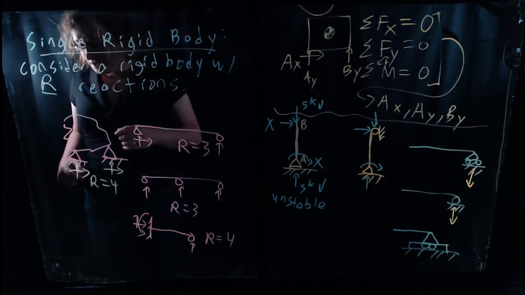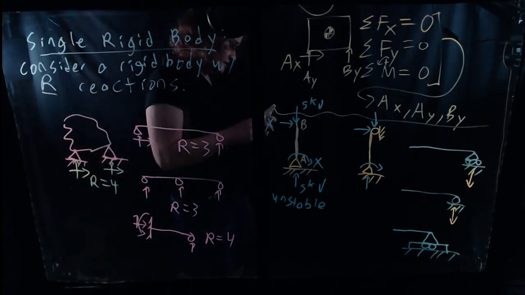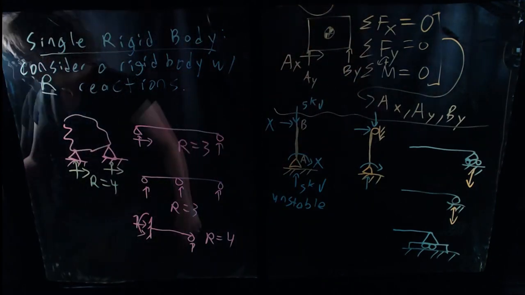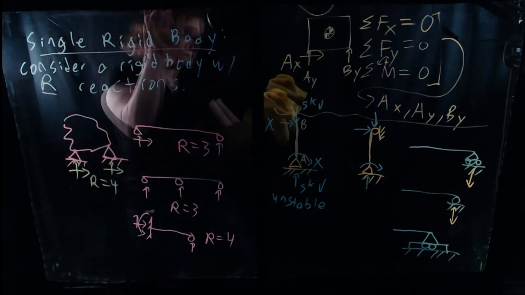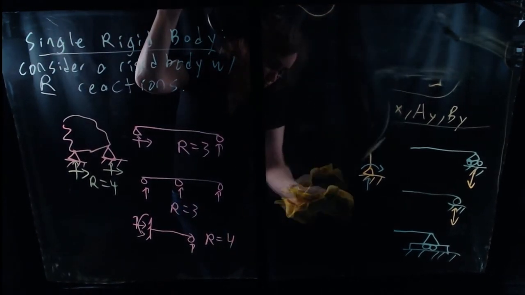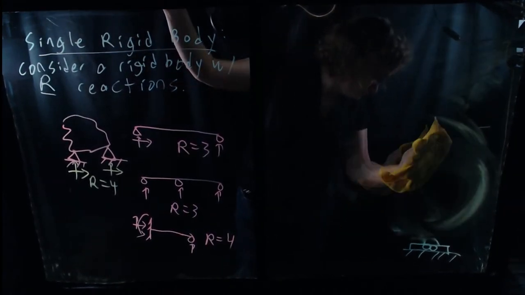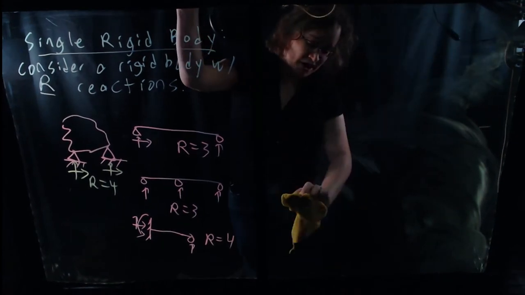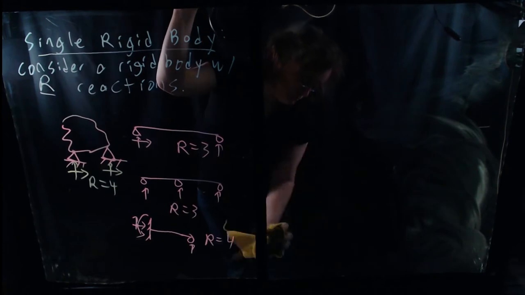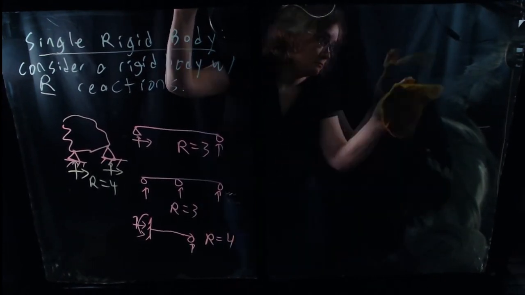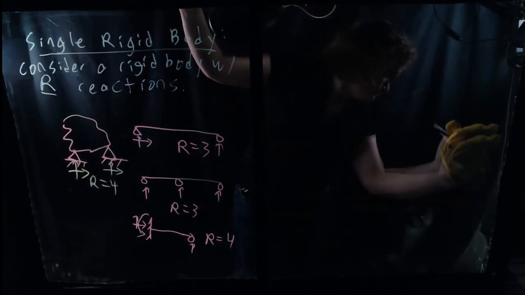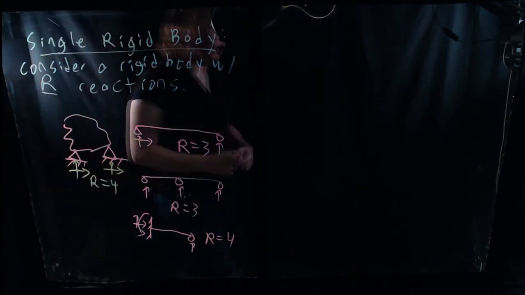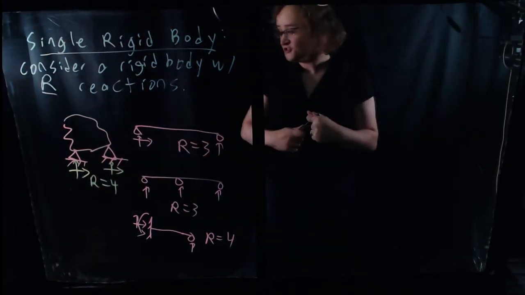And based upon this, we can talk about some laws related to this. Basically, the number of reactions for a single rigid body will be all we need to determine whether a structure is determinate or stable. Again, we're looking right now just at a single rigid body, a single object without any kind of moment releases or pins internal to it. So based upon R, we can determine whether something is stable, unstable, determinate, or indeterminate.